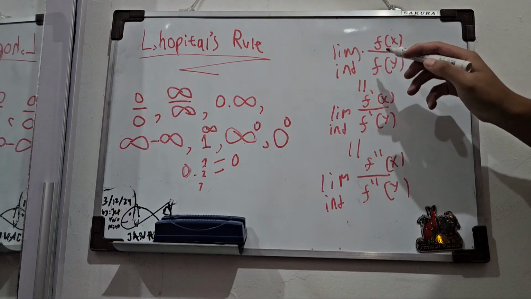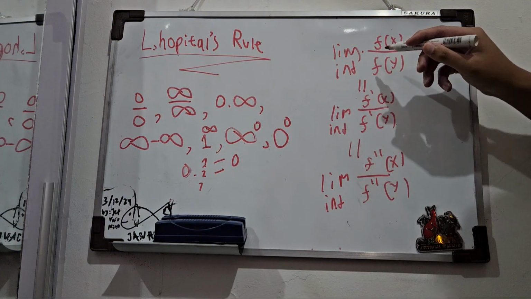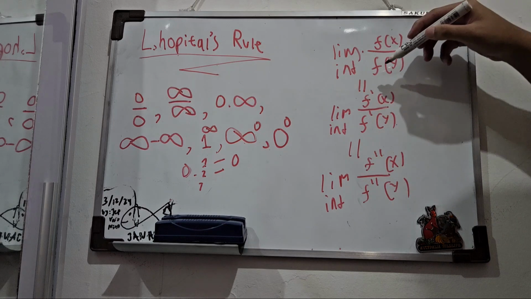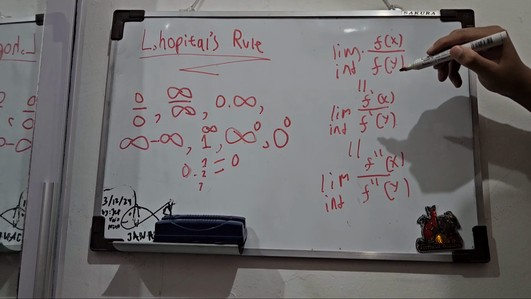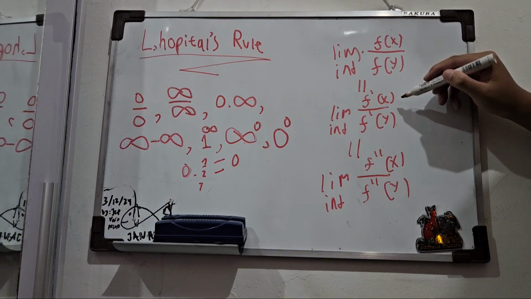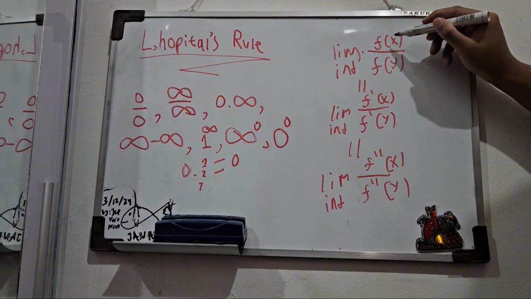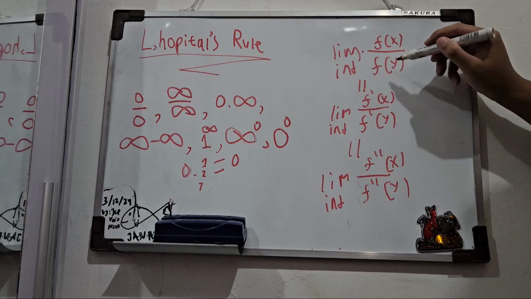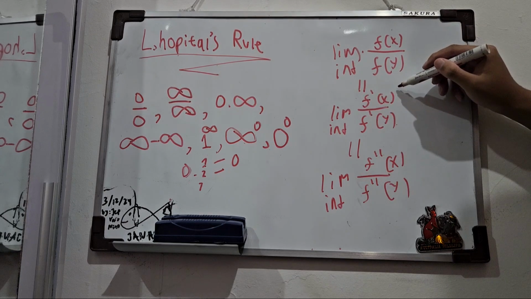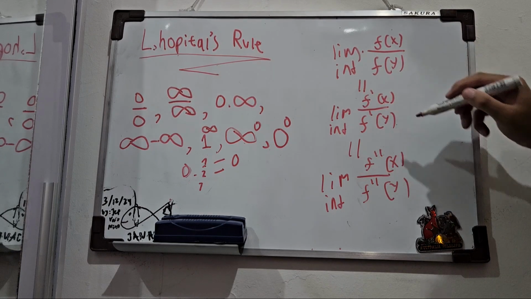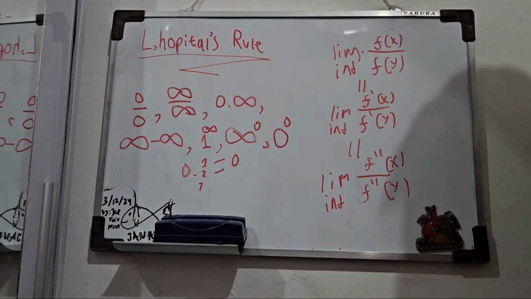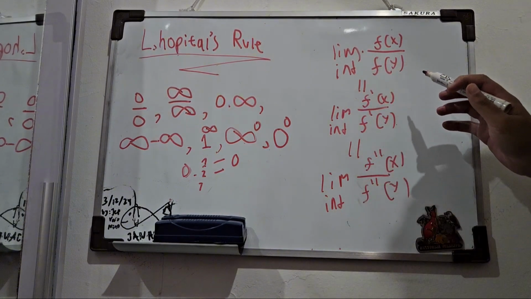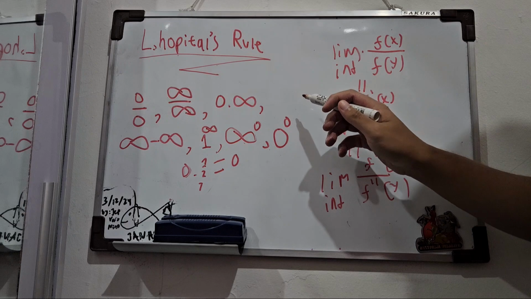L'Hopital's rule tries to fix this by saying that the limit of an indeterminate fraction equals the limit of the derivative of the fraction. So the limit of f(x) divided by g(x) equals f prime(x) divided by g prime(x). This is the same for all derivatives. To make it easier for you, I'll be showing you some examples shortly.